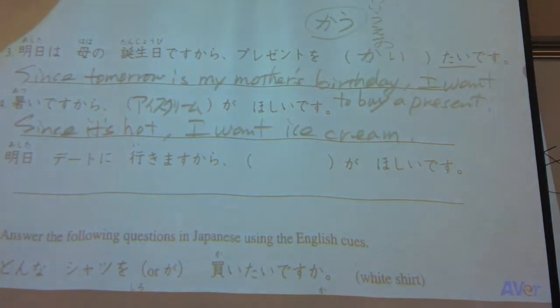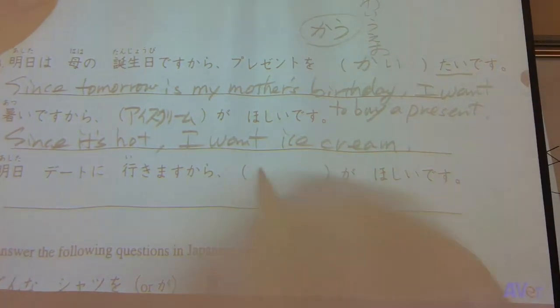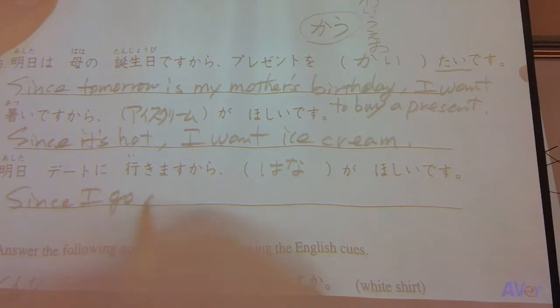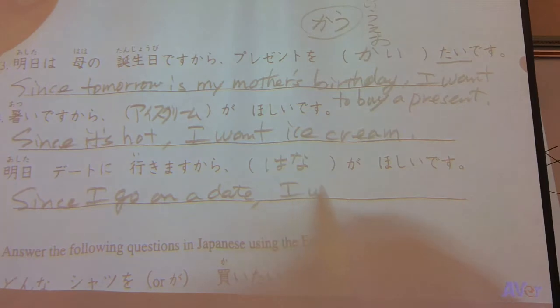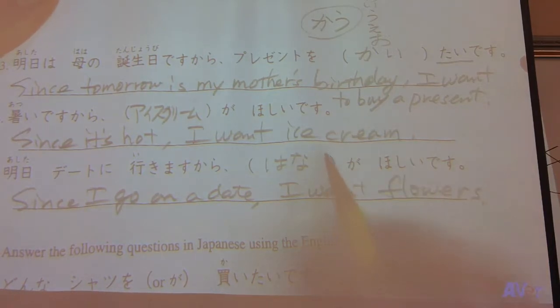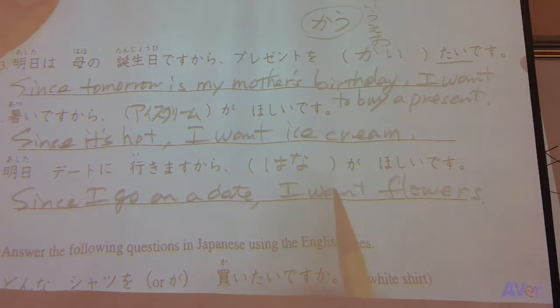さあ、ジョナサンさん。明日デートに行きますから花が欲しいです。I'm going on a date tomorrow, so I want flowers. Since I go on a date, you go on a date, right? So, 明日デートに行きますから。You want a bear? Yes. Teddy bear.